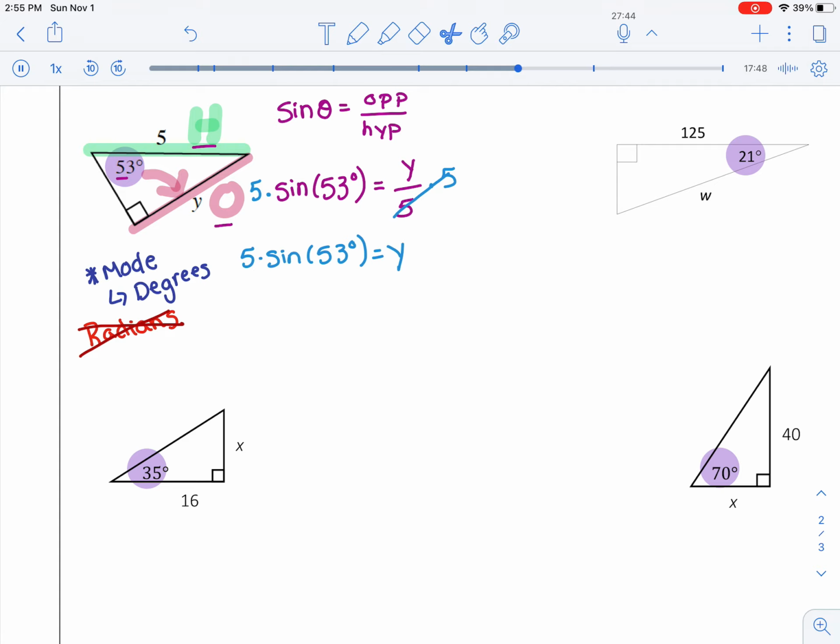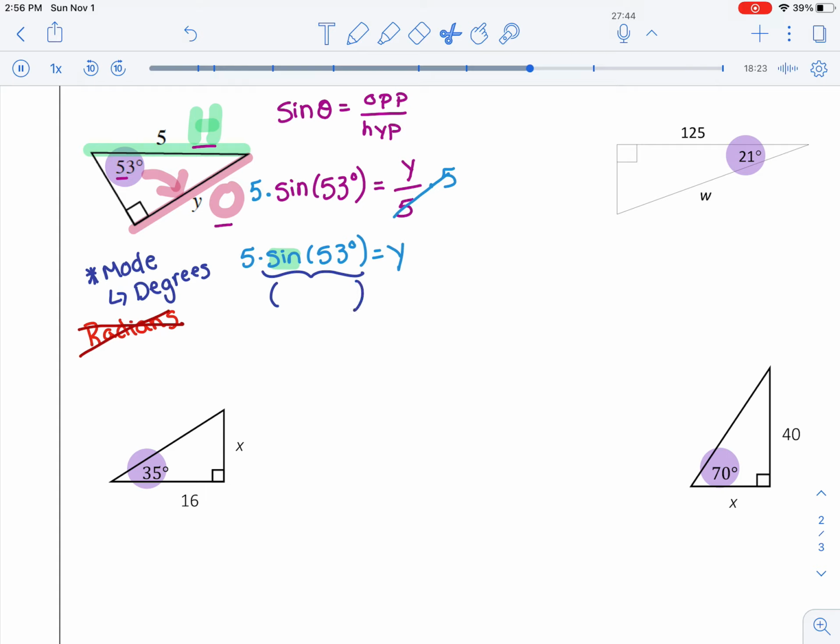Now, if I pull out my calculator, I've already checked my mode and made sure that I'm in degrees. I'm going to actually start by typing in the sine of 53 degrees. And if you're following along and your answers match mine, then you'll know that you're in the right mode. So I'm going to find the button that says SIN on it, the abbreviation for sine. And then I'm going to type in 53 and click enter.